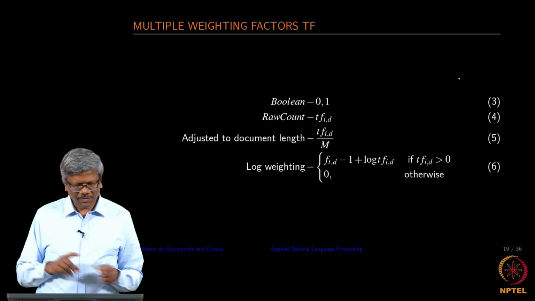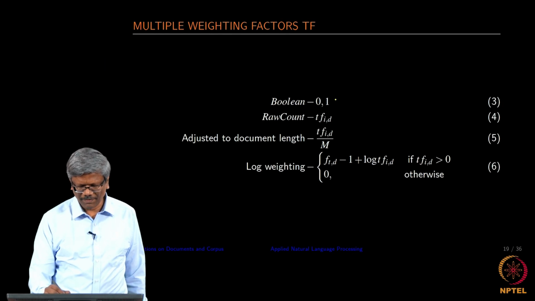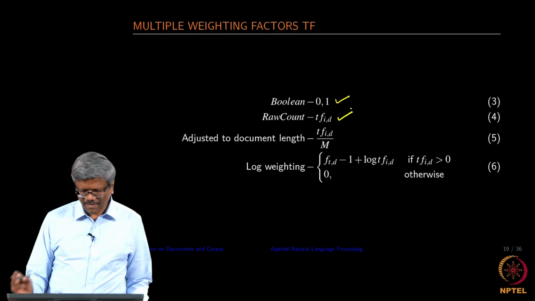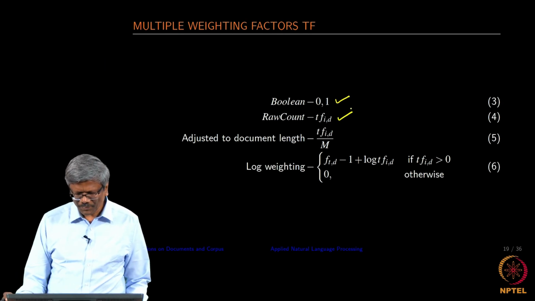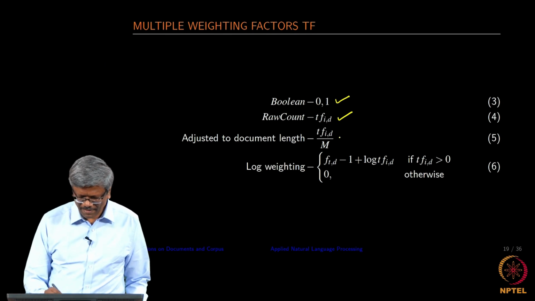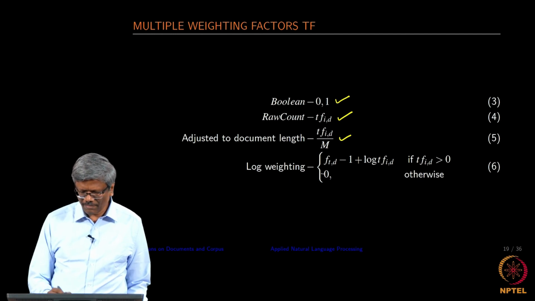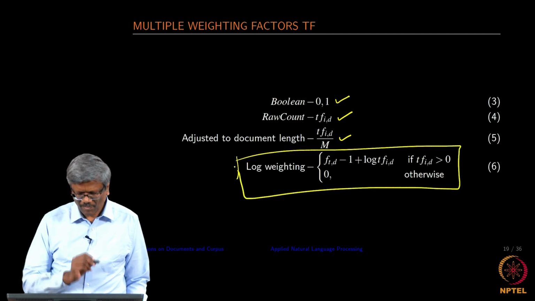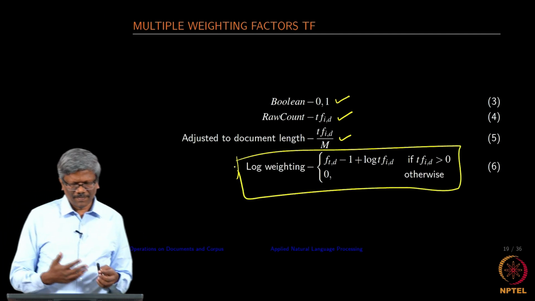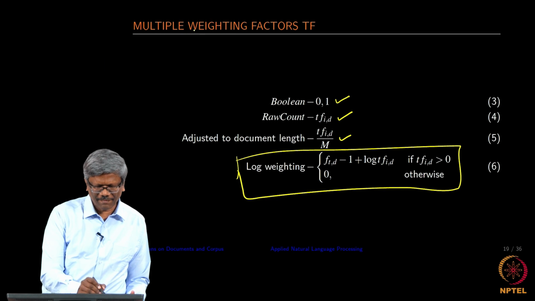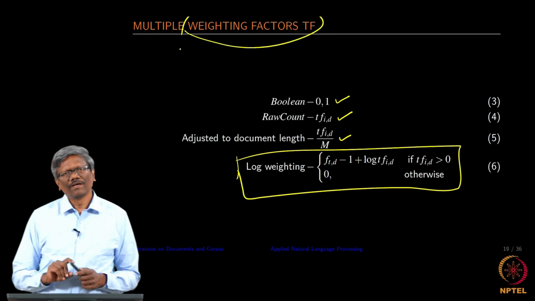There are multiple ways we can represent this. We saw earlier that a word can be represented as a Boolean, whether it is present or absent, or with respect to the frequency. We can adjust it with respect to the length of the document, and we can also do the log weighting of that, so that you can convert the frequency using the given formula. So, these are the multiple weighting factors that you can apply on the term frequency.